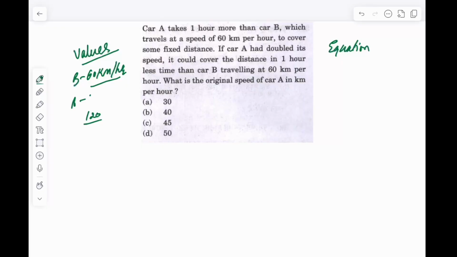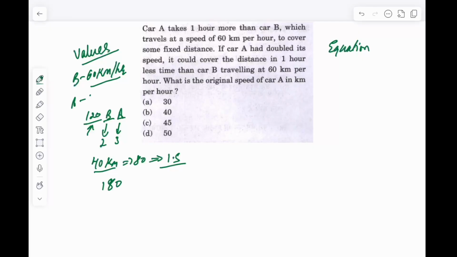So 120, if he is traveling 120, B will take what? 2 hours, and A should take 3 hours at current pace because 1 hour extra. So then A must be traveling at 40. But if A is traveling at 40 and he doubles his pace to 80, he covers 120 kilometers in 1.5 hours. So no, that is not the right answer. I know that. Now I move to another option, and that other option comes out to be 180.